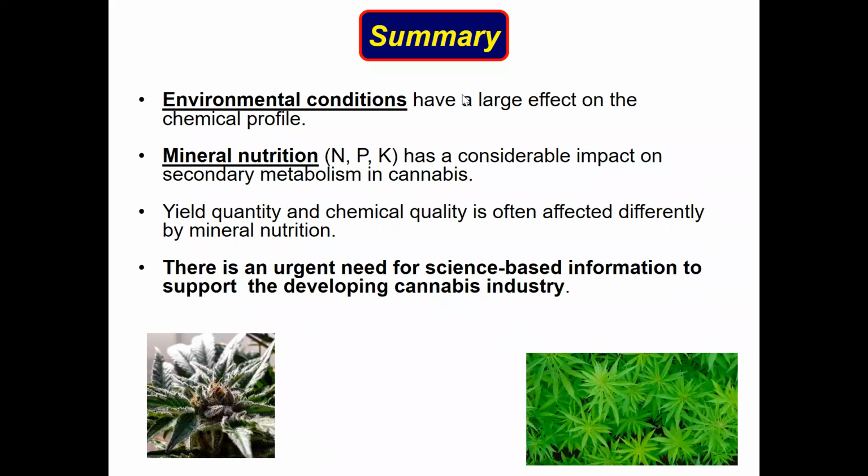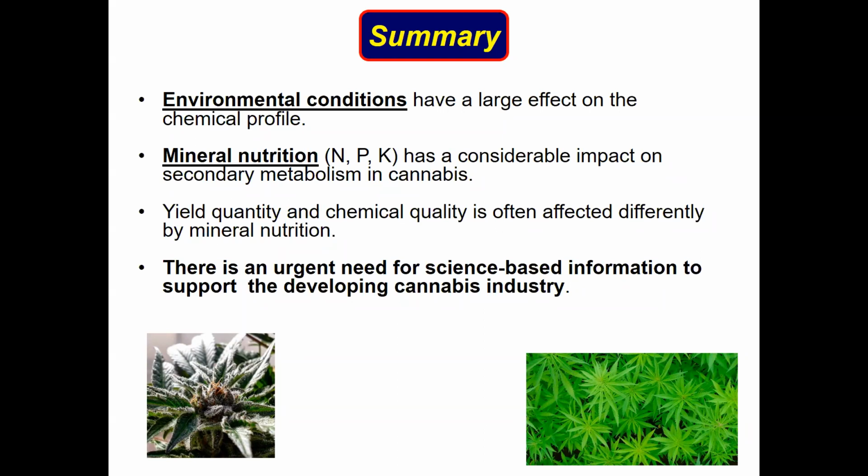So to conclude or to summarize, I hope that I've convinced you that environmental conditions have a very large effect on the chemical profile, on secondary metabolite profile. Mineral nutrition has a very considerable impact on secondary metabolism in cannabis, and we have a power to regulate to a certain extent, or we need to understand the effects in order to make sure that we are receiving and growing what we are hoping to grow. And also, we have to remember that we've seen it for some of the nutrients, yield quantity and chemical quality is not always affected the same.